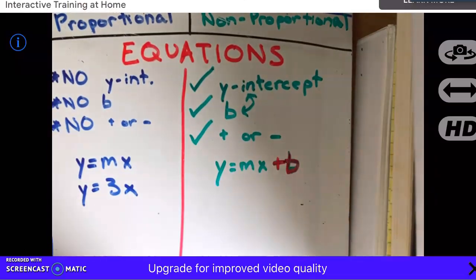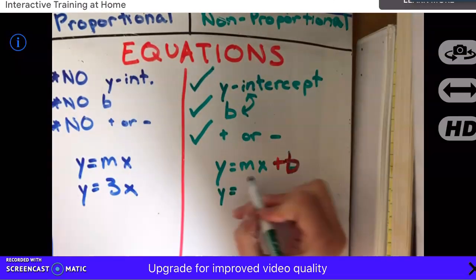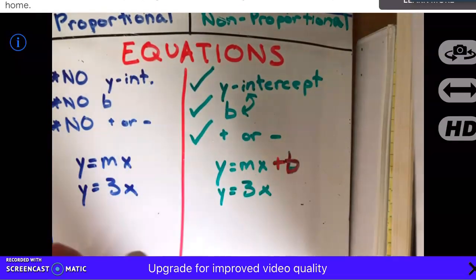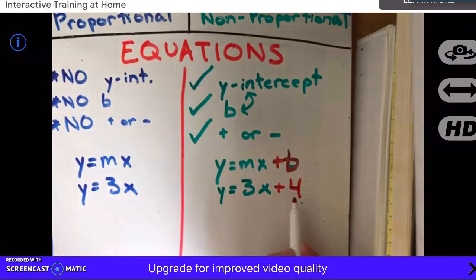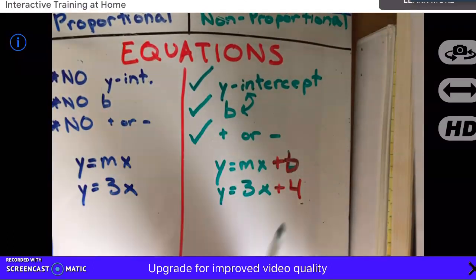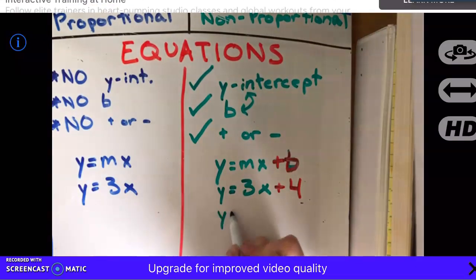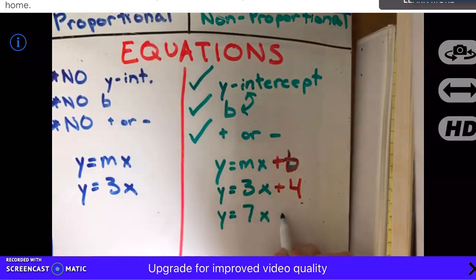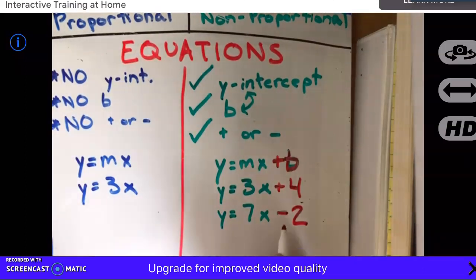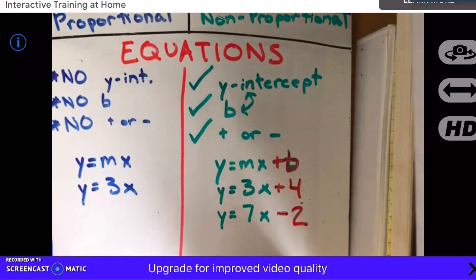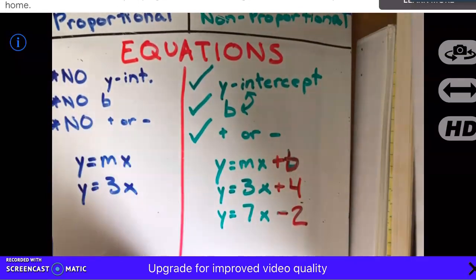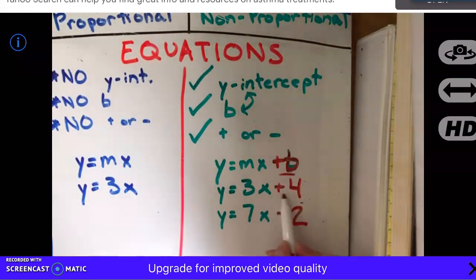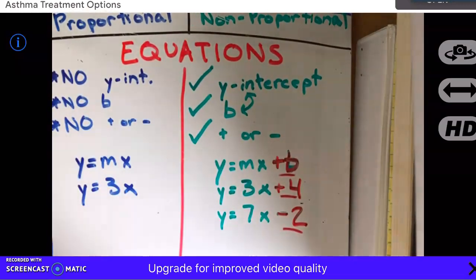Another example would be y equals 3x, like from before, plus 4. So we know we have a y-intercept at 4, okay? We could do y equals 7x minus 2. Okay, so we know we have a y-intercept at -2. So this is just y equals mx for proportional. Non-proportional is when we have the extra stuff at the end, okay?